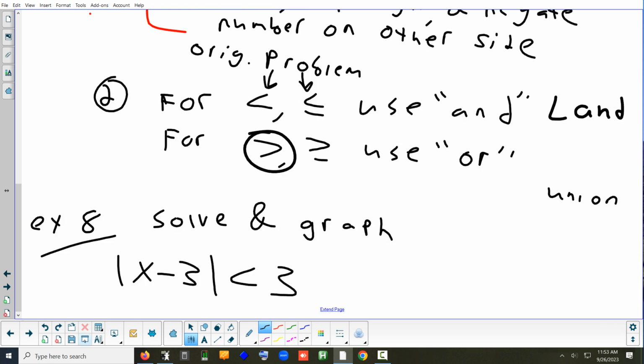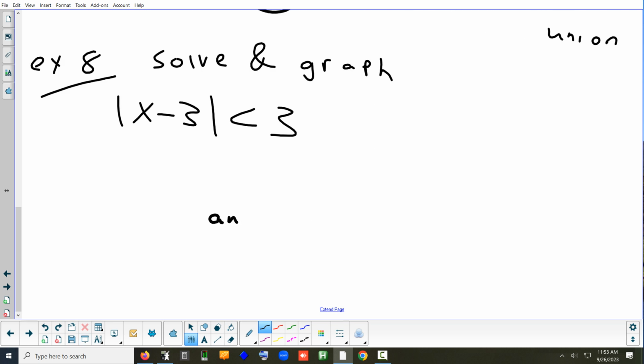Okay, so let's try this. Before I even break it up, is this going to be an "and" problem or is it going to be "or"? Yeah, this is an "and." That's a less than symbol, so we're going to have an "and." A lot of times what I'll do is I'll just pick the word "and" right away. On a test, I might have a drop-down box where you pick "and" or you pick "or."